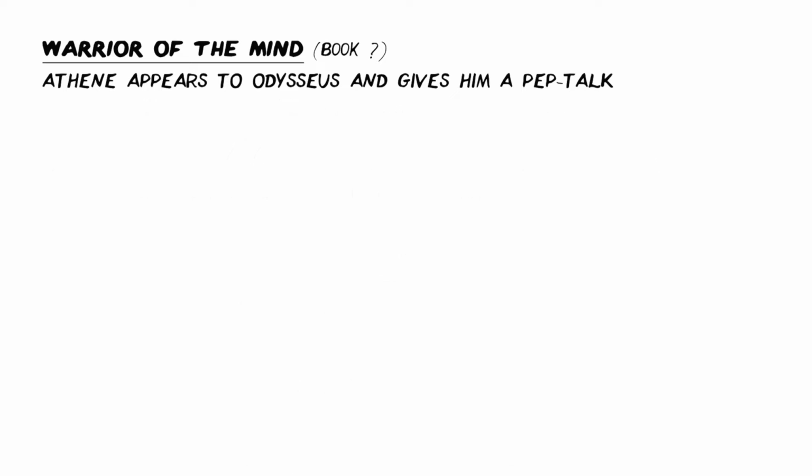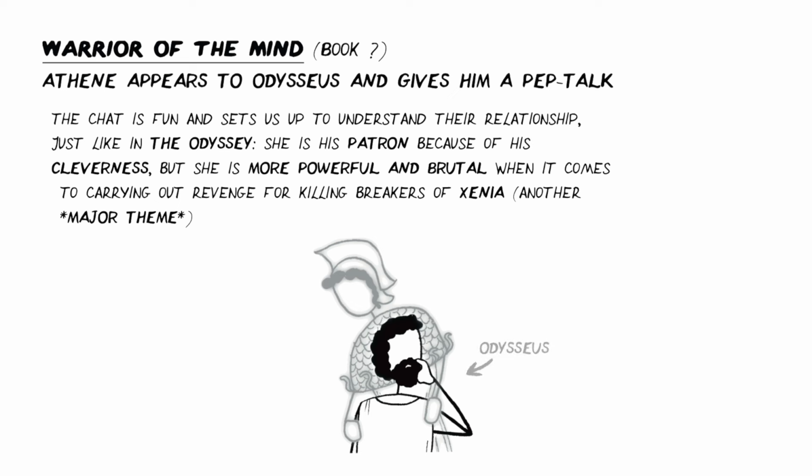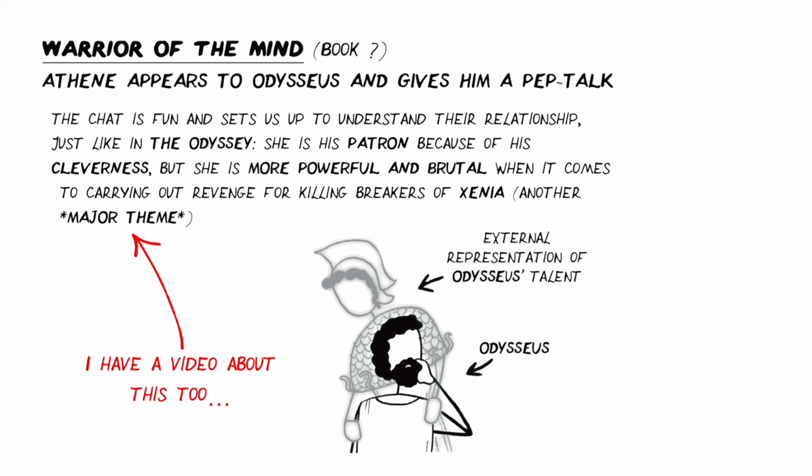So this chat is also really fun, and it sets us up to understand their relationship, just like in the Odyssey. Athene is the patron of Odysseus because of his cleverness. She's the external representation of his talent of cleverness. But she is more powerful and brutal when it comes to carrying out revenge for killing the people who break Xenia. Xenia is another major theme. It means hospitality, people who come as guests to your home, the way they act, and you as a host, the way you act towards them. Very important theme. I've done a separate comic on that if you want to read about it.